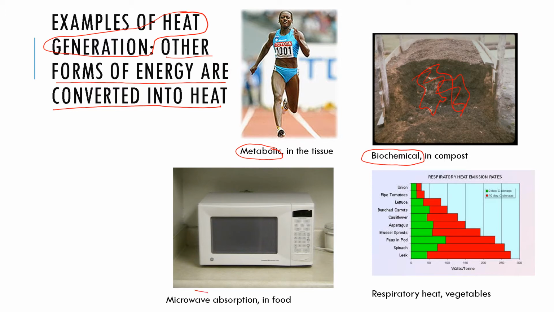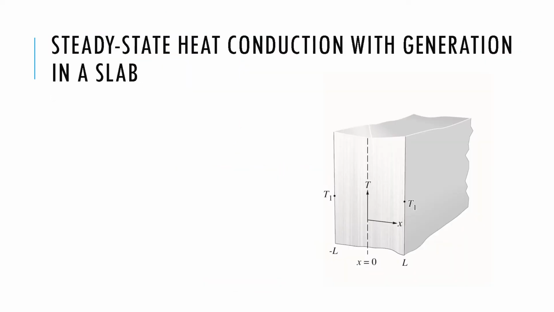Then in heating food in a microwave, we have electromagnetic energy converted into thermal energy. And likewise in storing, let's say, vegetables, we have to worry about the respiratory heat that is generated. So those are examples of heat generation in a biological system. So we are going to do heat conduction with generation in a slab, like we did before for a slab, except now with heat generation.